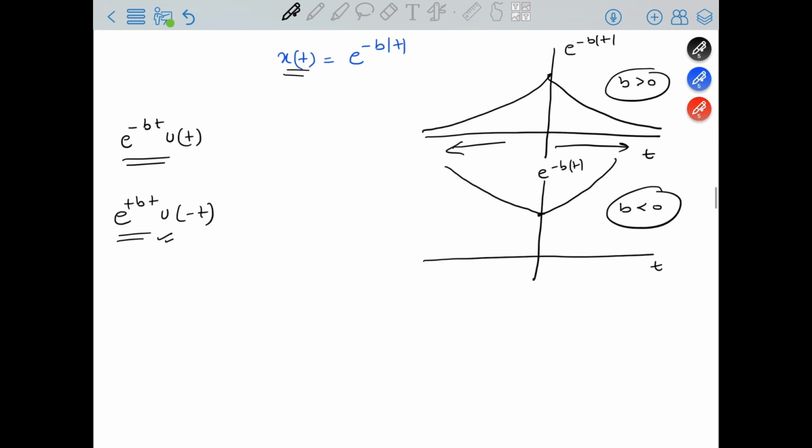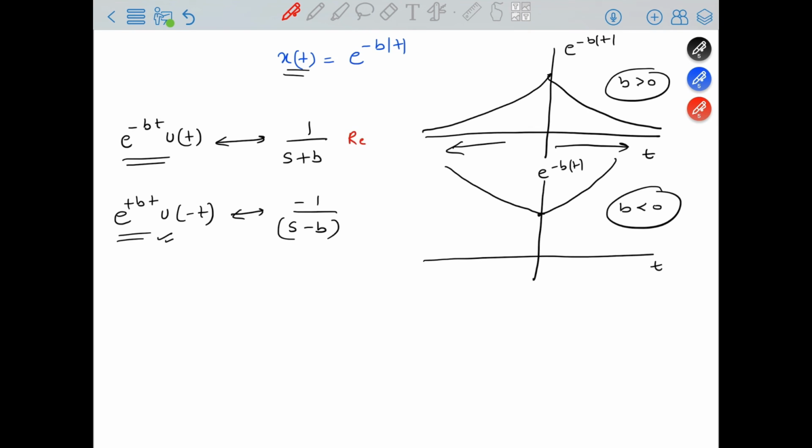So from the Fourier transform property, we know that the transform of this signal will be represented by 1 upon s plus b. The only difference is that this will have the transform of minus 1 upon s minus b. Now the algebraic expression is done. Now we have to define the region of convergence.